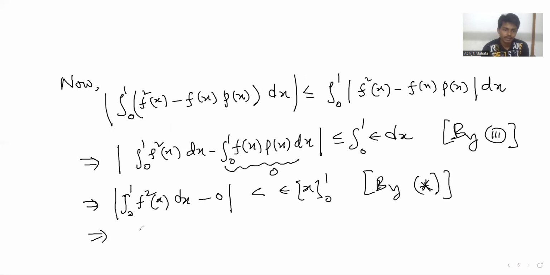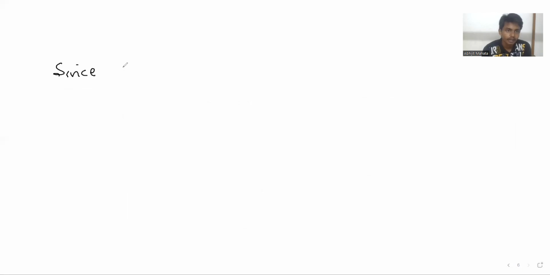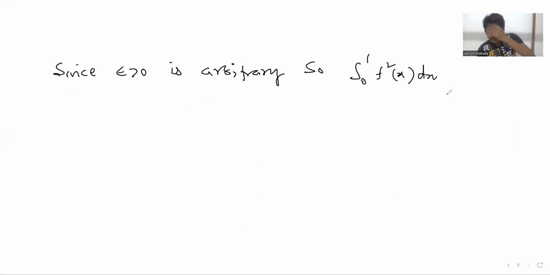So what we are getting is that the integration from 0 to 1 of f square x dx, this absolute value is less than epsilon. Now this is a positive function, so the integration is positive. So we get that the integration from 0 to 1 of f square x dx is less than epsilon, and this is true for all epsilon. Let me write here, since epsilon greater than 0 is arbitrary, the integration from 0 to 1 of f square x dx is less than epsilon, for all epsilon greater than 0.